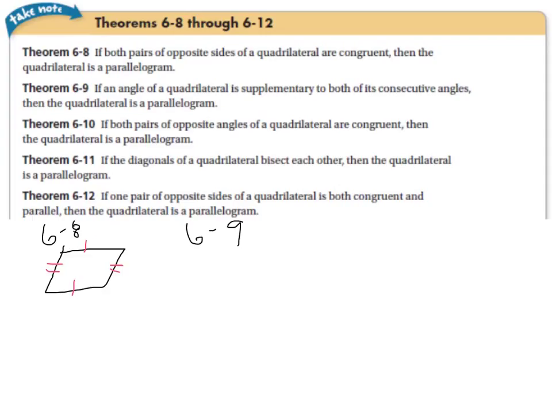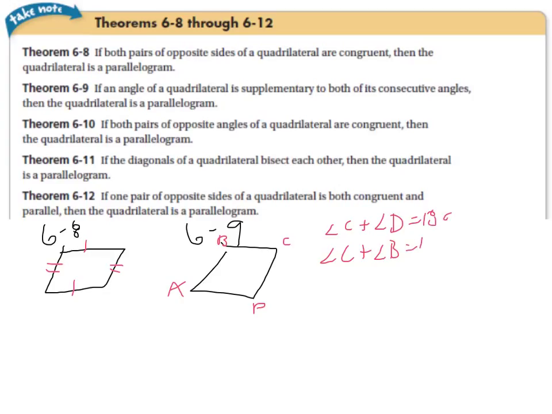6.9, if here's my shape, and if I know a quadrilateral is supplementary to both its consecutive angles. So if I label these angles, if I know angle C plus angle D, and also angle C plus angle B are equal to 180, then this is going to be a parallelogram. So again, you have to know 2 sets. It can't just be 1 set of angles.